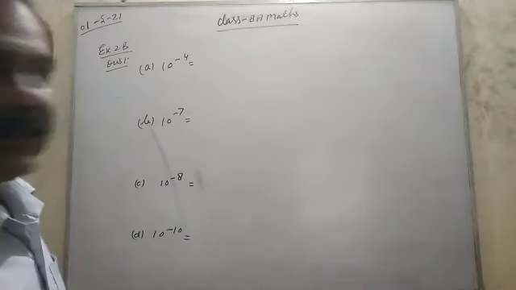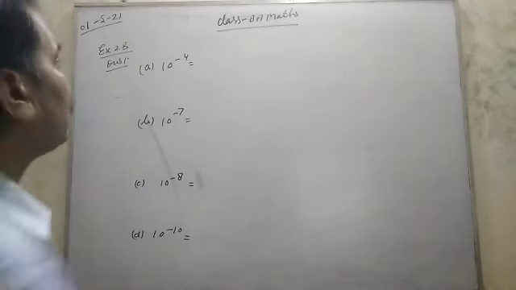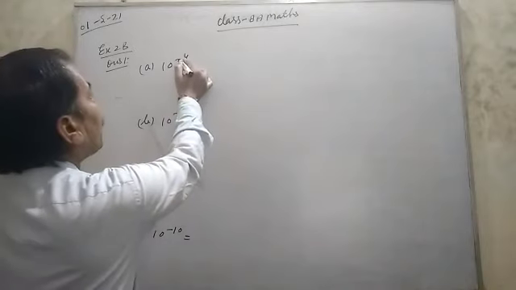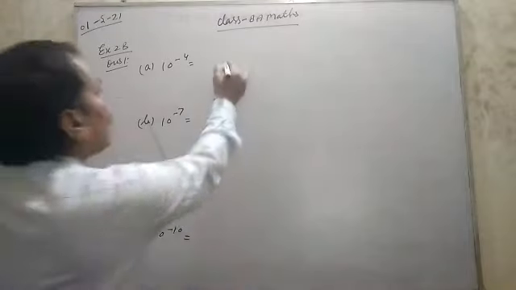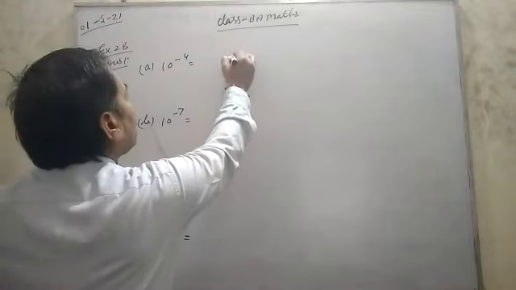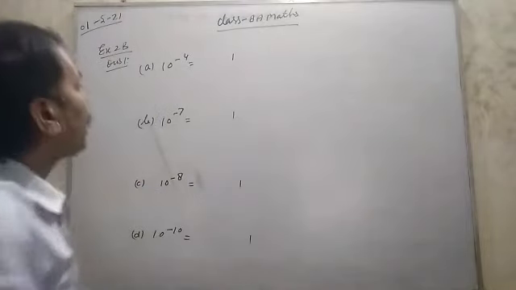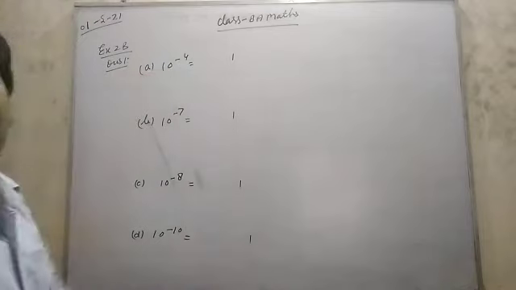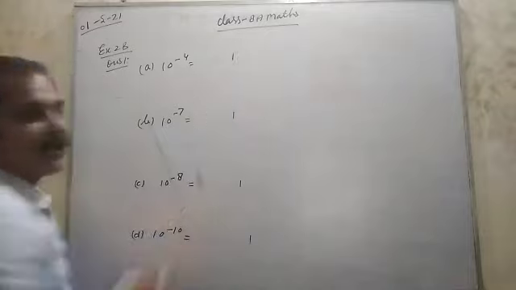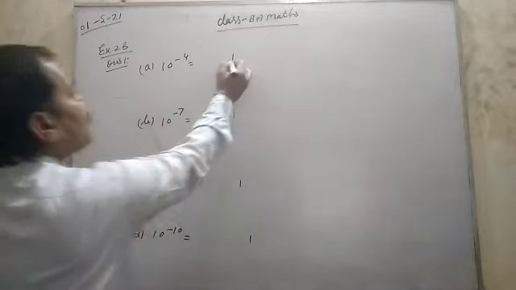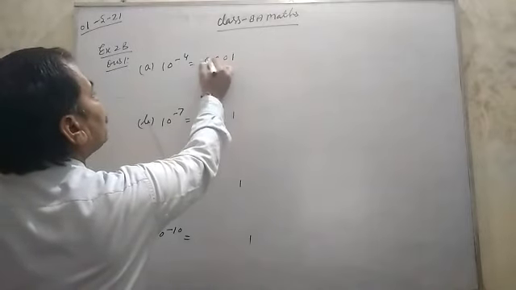So if the power is given negative, here the powers are minus 4, minus 7, minus 8, minus 10. First we write 1. In every case we write 1. And what power is given? Power is given minus. So including 1 we write 4 digits with 0.